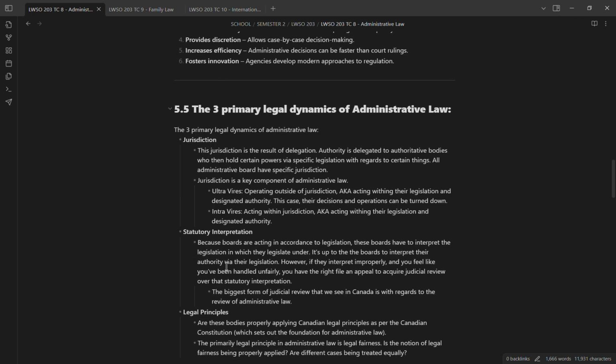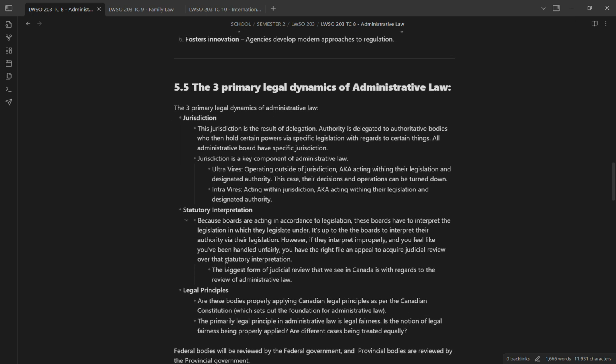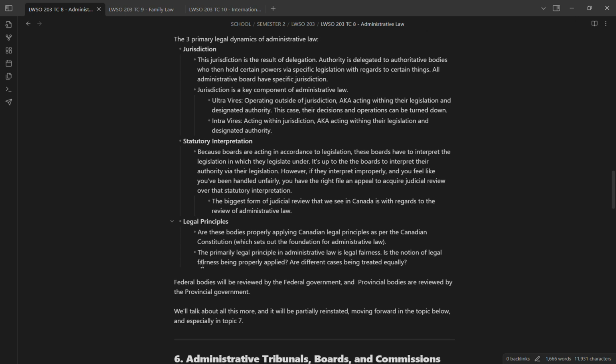All right. The primary legal dynamics of administrative law. There are three primary legal dynamics within administrative law: jurisdiction, statutory interpretation, and legal principle. We're going to go through these one by one.